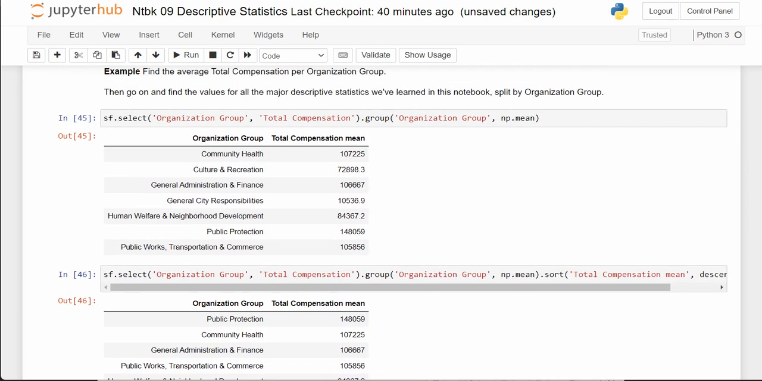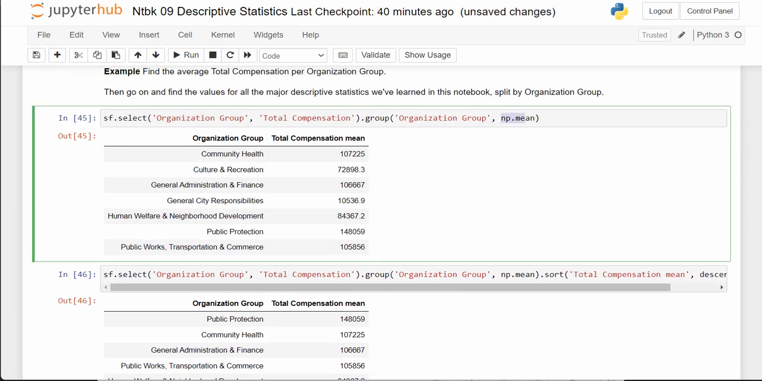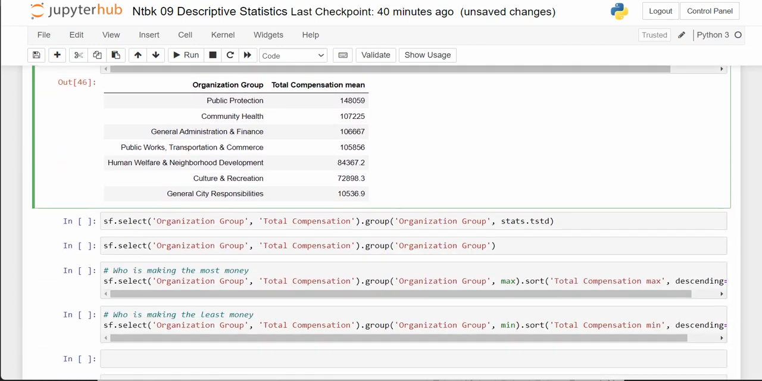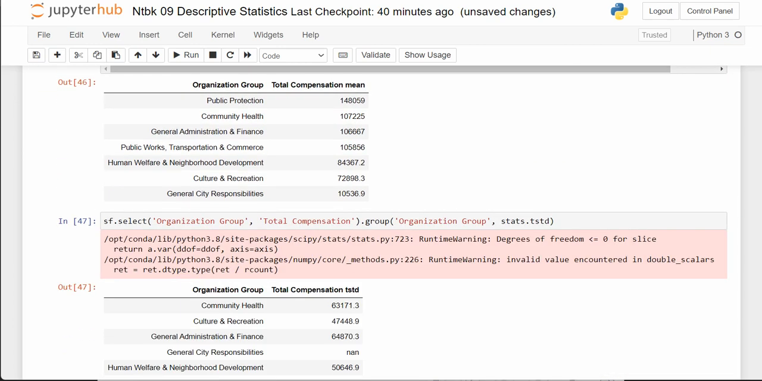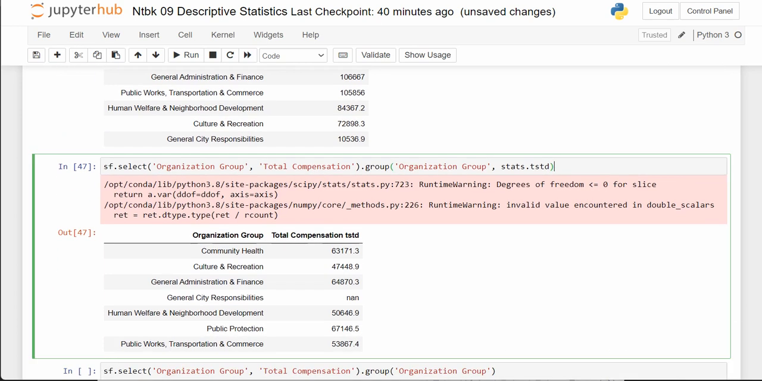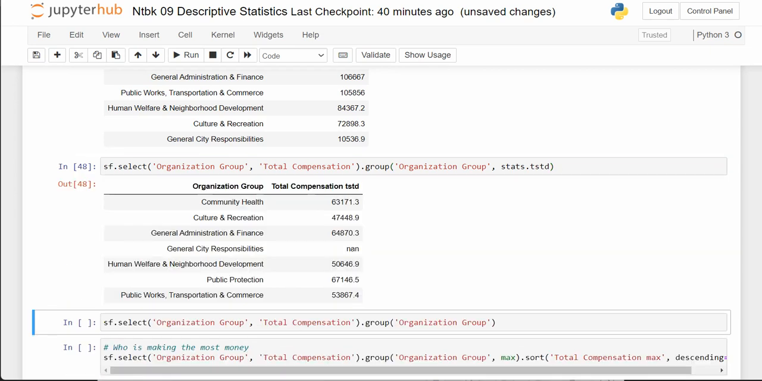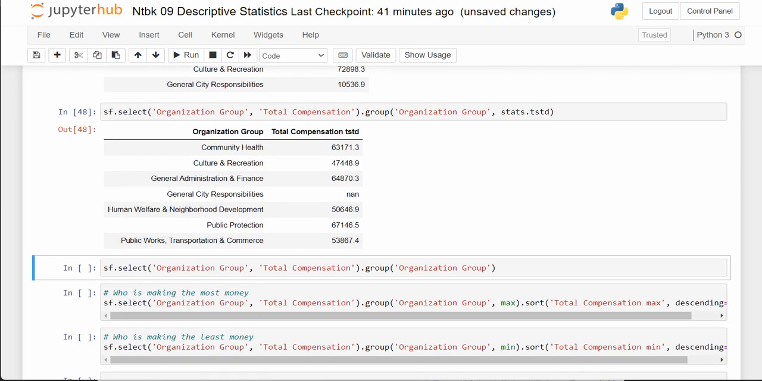So we did this both with the NP mean. No, we did both of them. This one is just sorted. Okay, so we have the highest paid at the top. Okay, and here are the standard deviations. And don't worry about what looks like a little bit of an error, but it's not. It's just that Python's a little bit whiny sometimes. It's complaining about something and we're going to ignore it as long as it doesn't throw a real error.